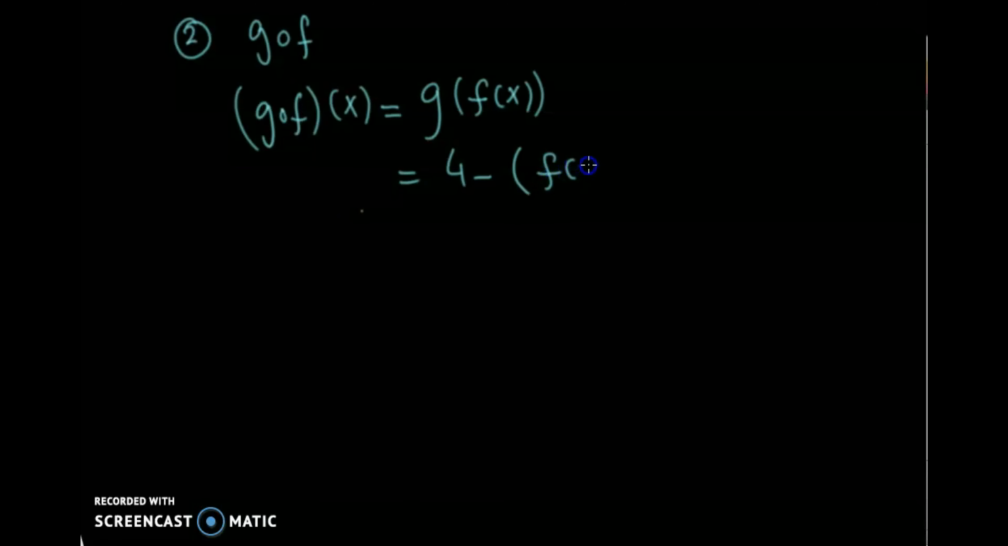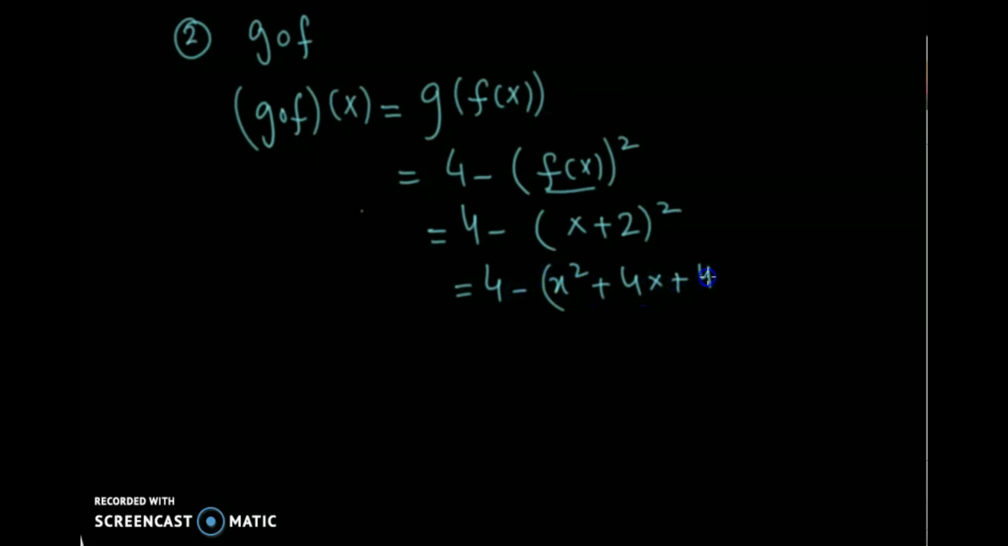So where g of f operating onto x can be given by g of f of x. So now you will put f of x into g of x. So it is going to be 4 minus x square will be replaced by f of x square. 4 minus, you will put the value of f of x which was x plus 2 squared. So 4 minus x square plus 4x plus 4, which can be written as 4 minus x square minus 4x minus 4, which can be simplified to get minus x square minus 4x.